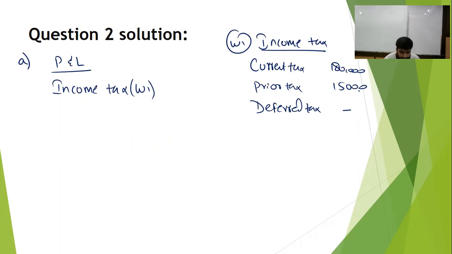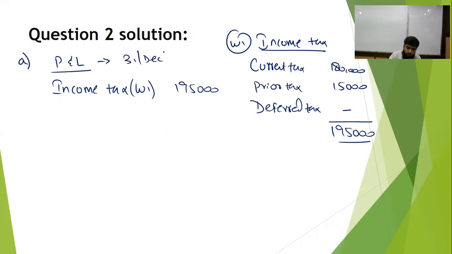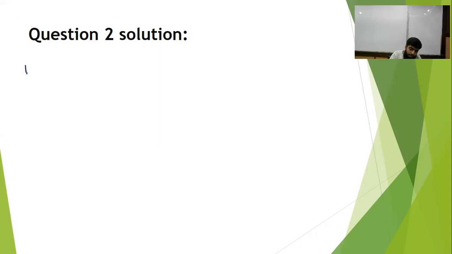So the income tax amount would be $1,95,000. That will be reported in P&L for the year 20x8, 31st December 20x8. I hope it's clear. Okay, now let's move on to required B.